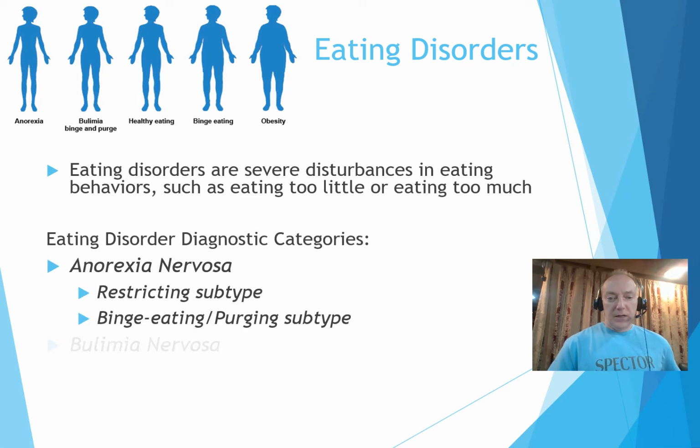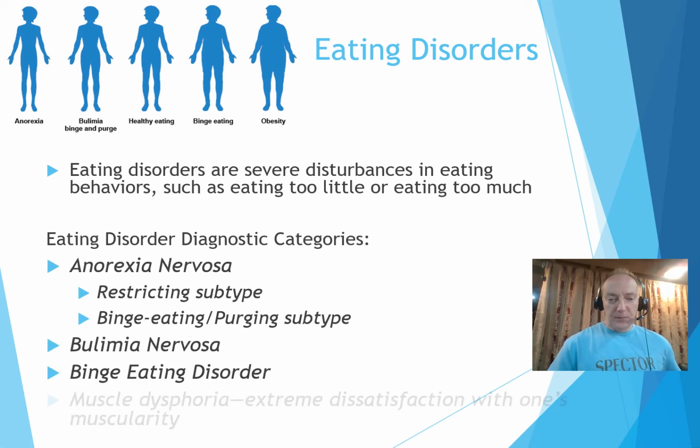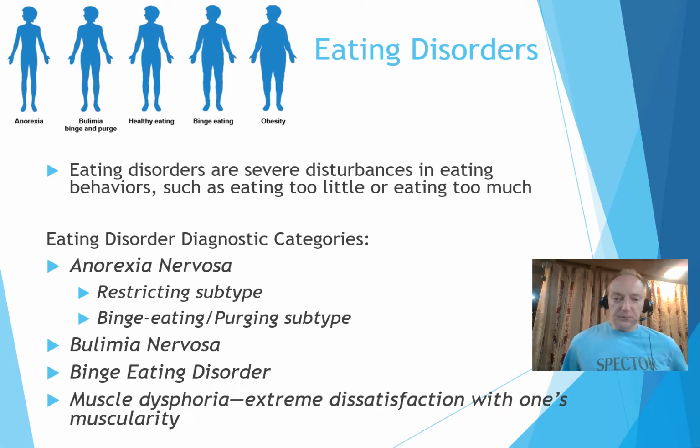So in this chapter, eating disorders are disturbances in eating behavior that result in the person eating too little or eating too much. And there are 3 disorders in this section of the DSM-5, anorexia nervosa. And we're going to see there are different subtypes of anorexia nervosa, bulimia nervosa, and binge eating disorder.